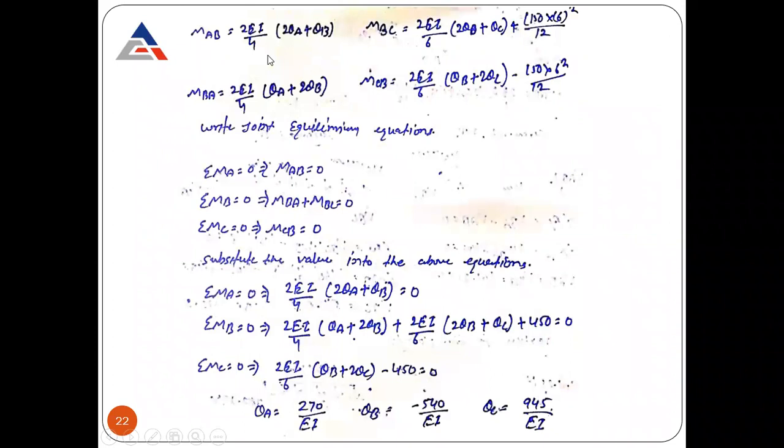So sorry, multiply is not the plus sign. So MAB is equal to 2EI by L times (2 theta A plus theta B). So there is no load. In that case, FEM is a function of load only. So WL by 8, whatever it is.